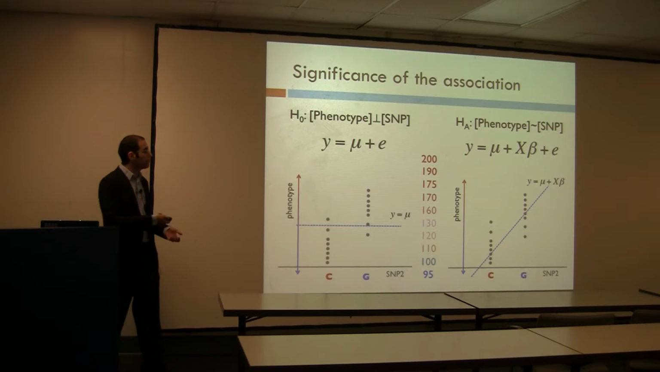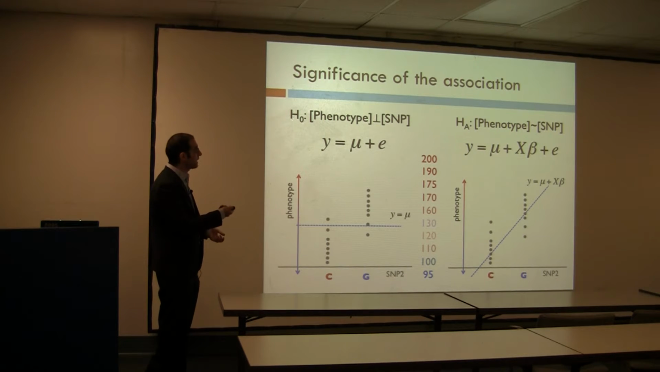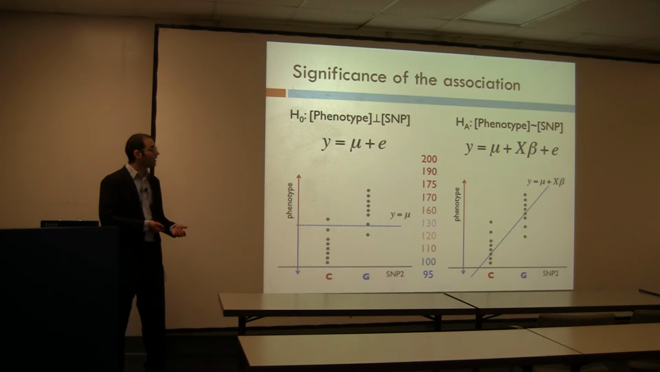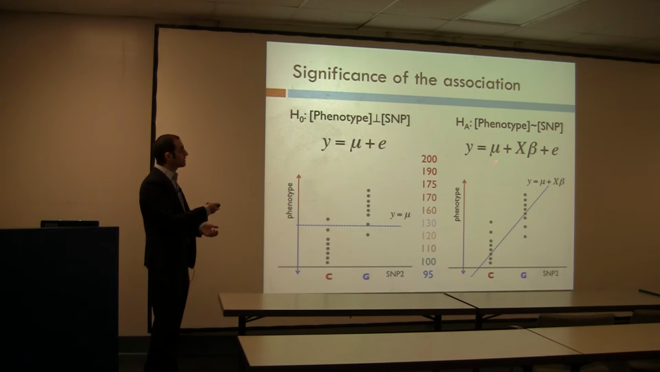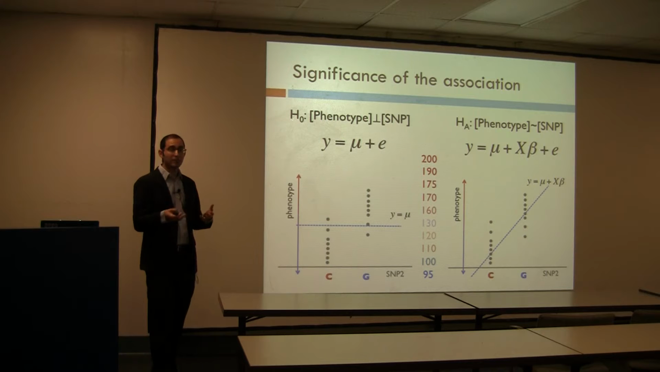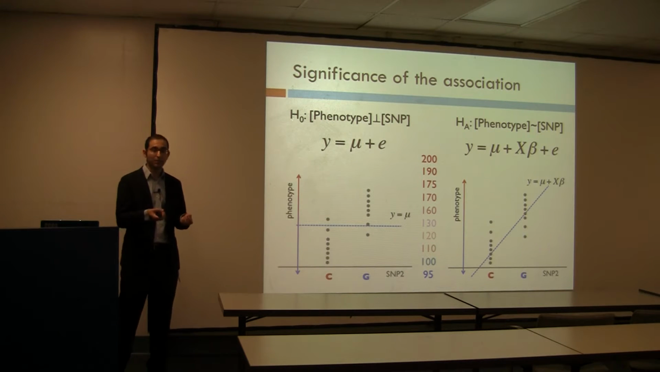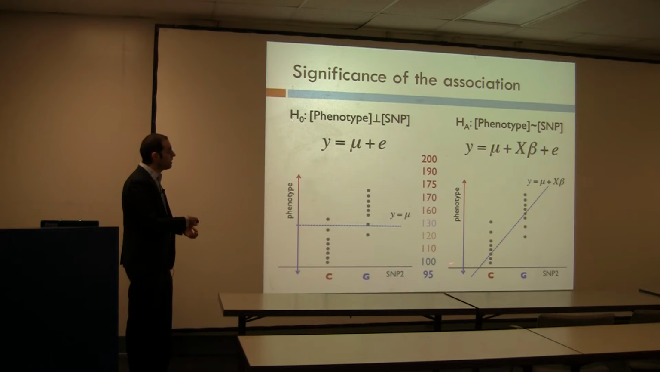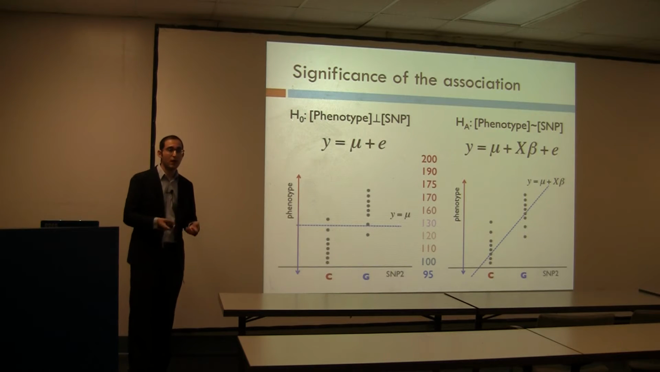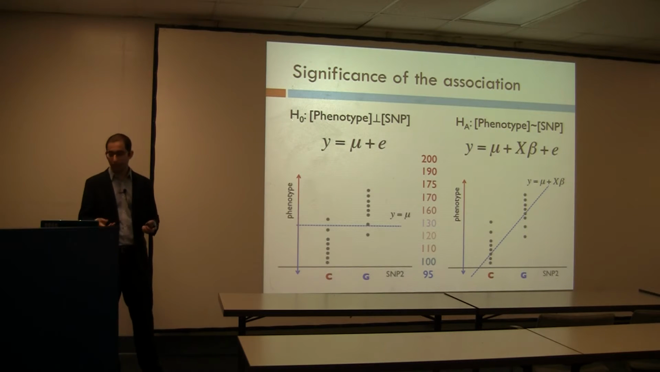The second model that people test is this one, which represents the alternative hypothesis. You assume that the phenotype is equal to mu plus x beta plus an error noise, where beta is the effect of that SNP. What you're testing is whether beta, which is the slope of this line, is significantly non-zero.